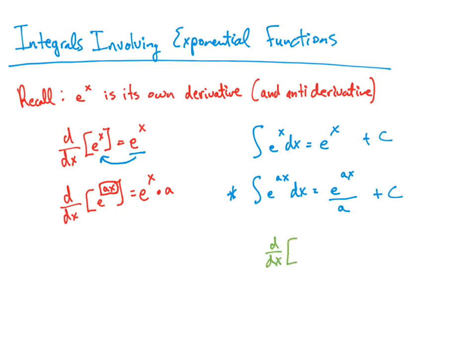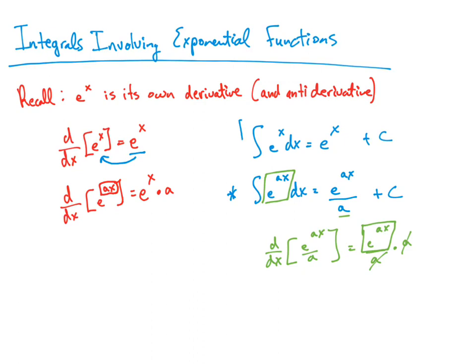Now this second one, this is what's happening if we take the derivative of that result, e to the ax over a. If we differentiate that, we're going to have e to the ax over the constant a times the derivative of a times x. So that's just times a. So the a's cancel and we are left with just e to the ax, which is what we have right here. Okay, so if we have a constant in the exponent, we divide by that constant when we're finding the antiderivative.